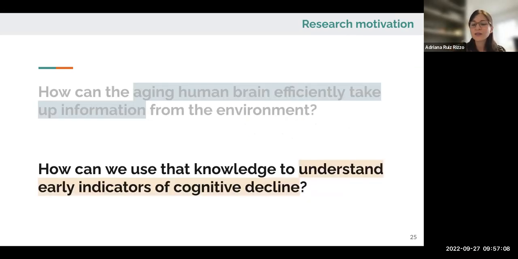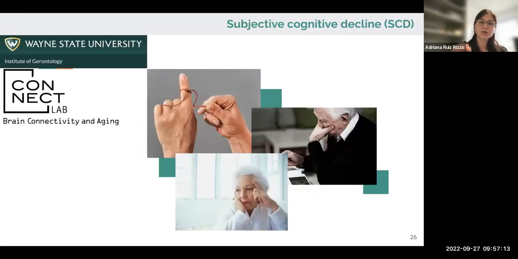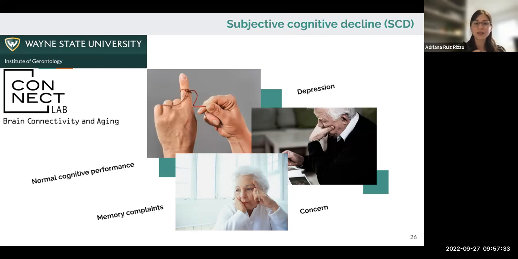Now, how can we use that knowledge to understand early indicators of cognitive decline? So this was a time then when I joined the Institute of Gerontology and the Connect Lab, led by Professor Jessica Damoiseau, and I investigated subjective cognitive decline. For those of you who don't know what subjective cognitive decline is, this is just a subjective perception of worsening in memory or cognitive abilities. This is then characterized by memory complaints.